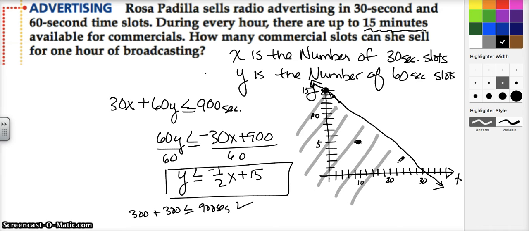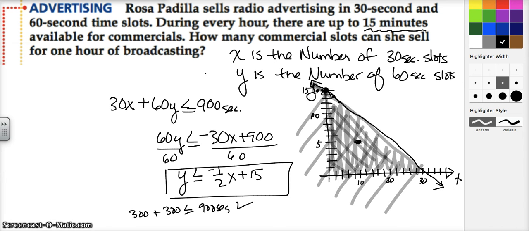And because this is real life, I'm really not going to deal with half the plane. I would probably stop at the axes because I can't have negative values for the time slots. So my answers are going to be found in this section here.